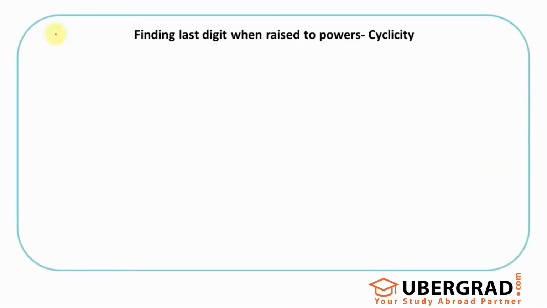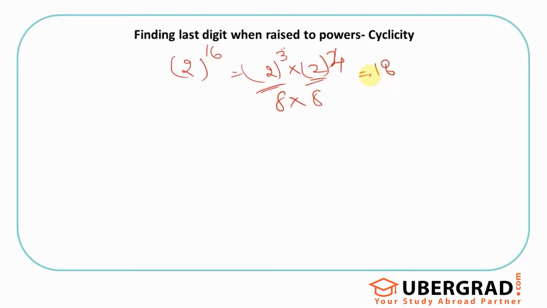Let's say the question is asking you something like this: what's the last digit of 2 power 16? If the question was asking you to find the last digit of 2 power 16, let's try something like this. I know 2 power 4 is 16, and 2 power 5 is 32, and 2 power 6 is 64.